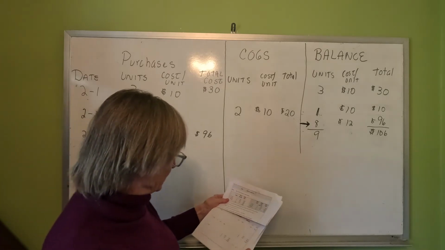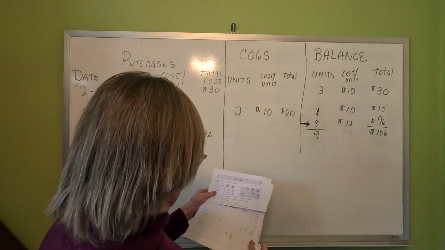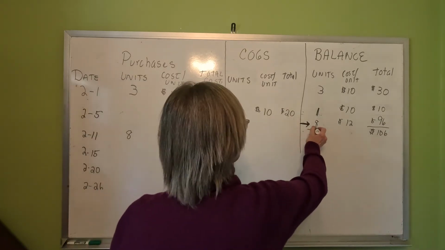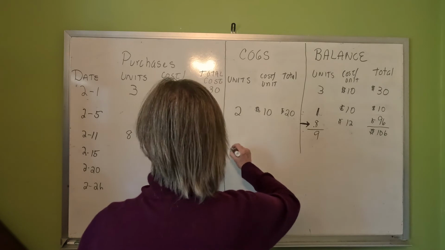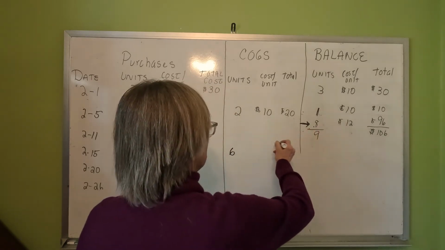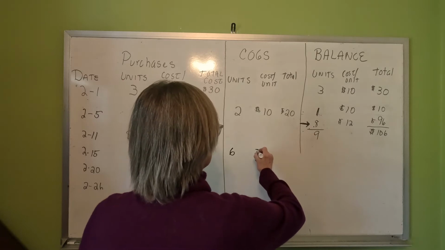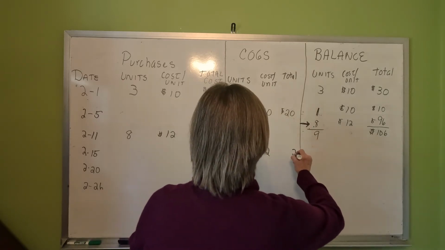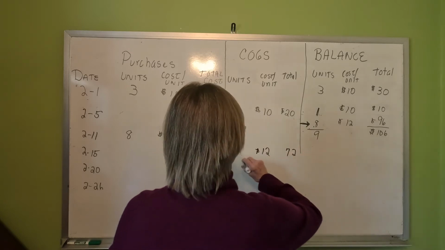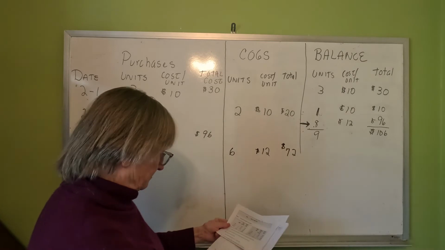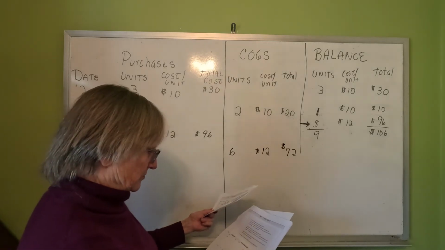which ones are we going to sell? On the 15th, we're going to be selling 6 out of here. So we sold 6 units, and these are the ones at 12. So 6 times 12 is 72. Okay, so those are the ones that we sold.